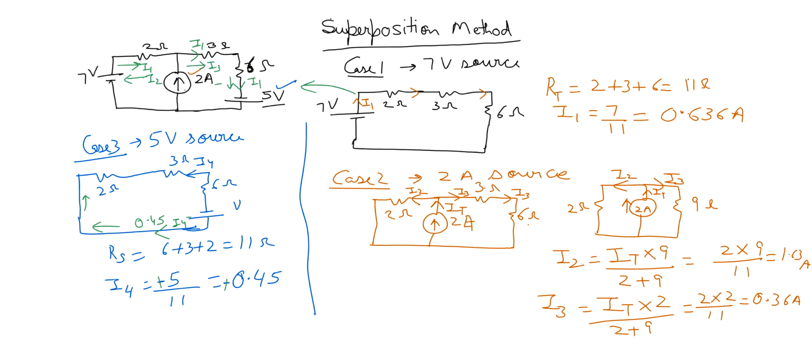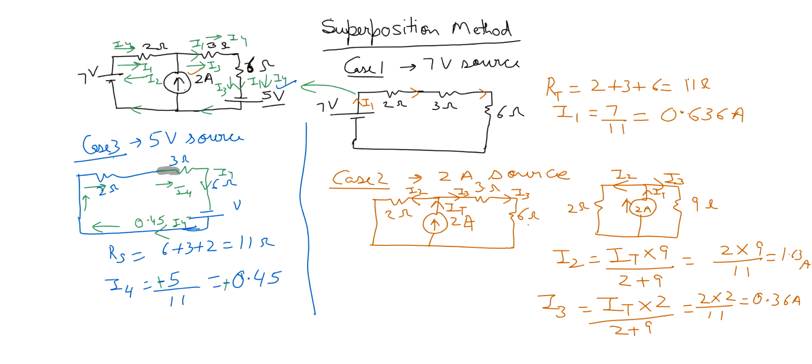Now considering case 3, I4 direction is going this way, this way. So here it's going this way. So I4 is here. I4 is here. So I4 going this way, going from positive to negative. So I4 going this way, right? So here also I4 in this direction. Now we have marked all the directions in the main circuit.